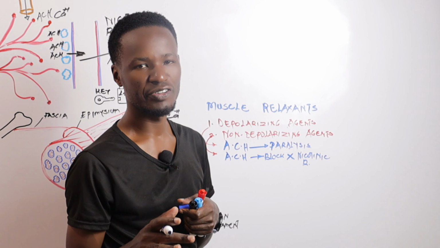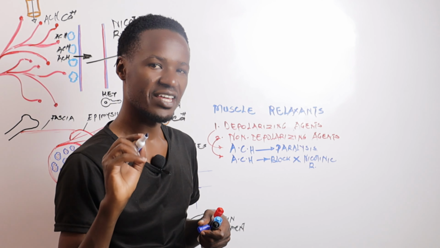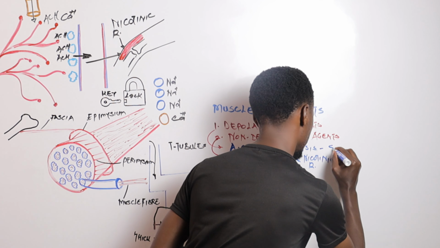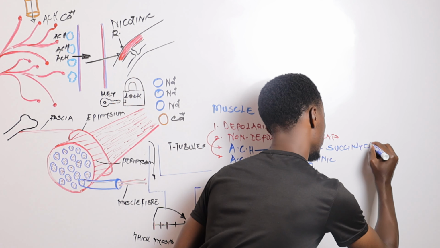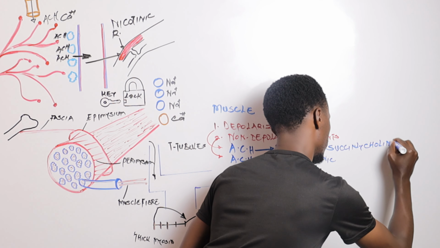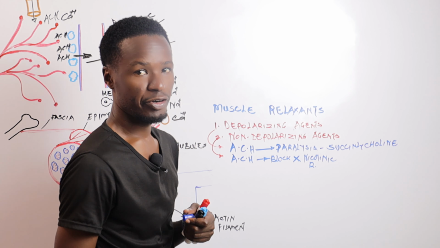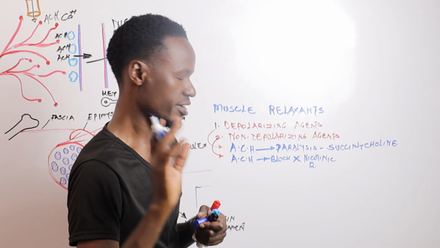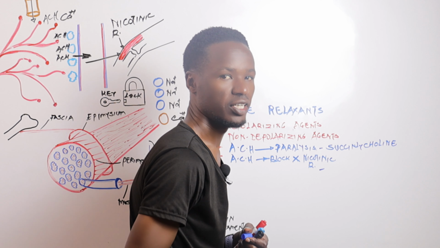An example of this depolarizing agent is a drug, and this drug we call succinylcholine. For non-depolarizing agents, there is a drug, and this drug gets called fluorochorium.